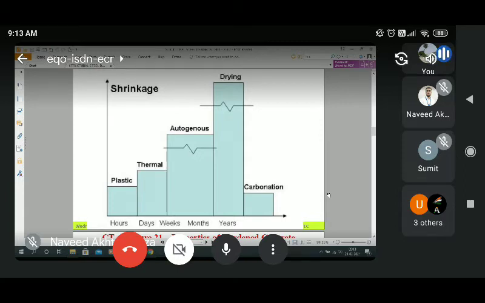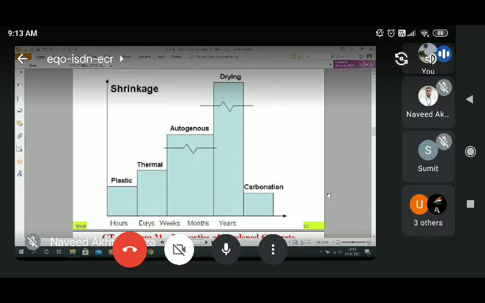There are five types of shrinkages as you are seeing in the figure. They are plastic shrinkage, thermal or chemical shrinkage, autogenous shrinkage, drying shrinkage, and carbonation shrinkage. We will see these different types of shrinkages one by one.